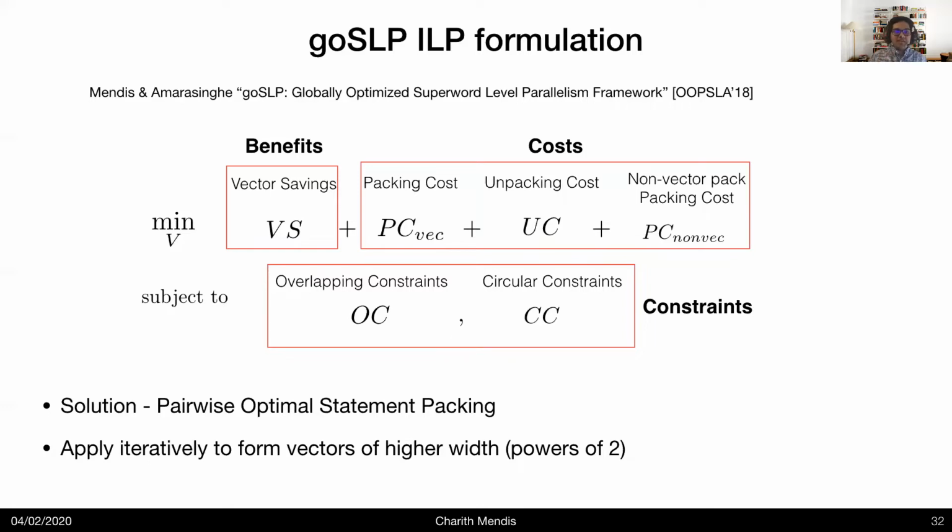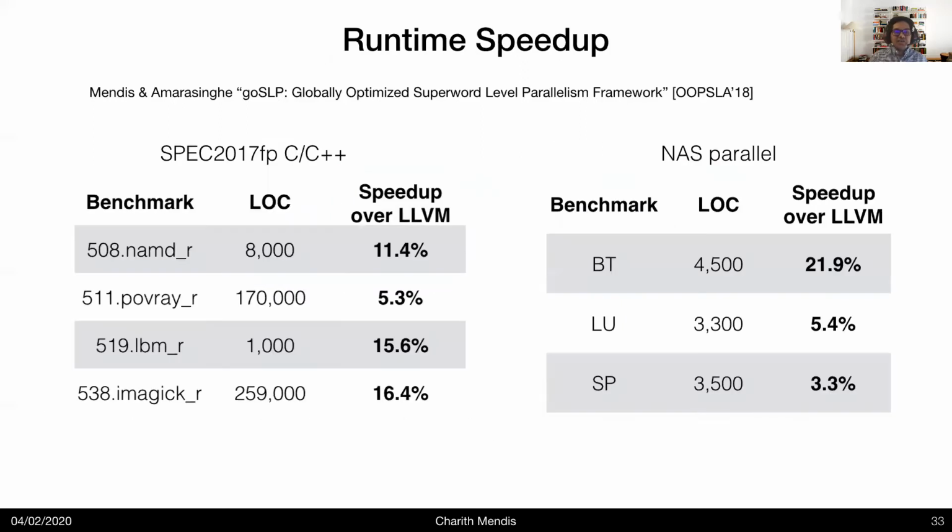I implemented this in the LLVM compiler and tested it on SPEC 2017 FP, SPEC 2006 FP, and NAS benchmarks. Here I show you some results. Mind you, these are not simple kernels or loops. These are end-to-end program speedups, and in some cases, we are able to achieve more than 16% speedup on programs which have more than 250,000 lines of code.